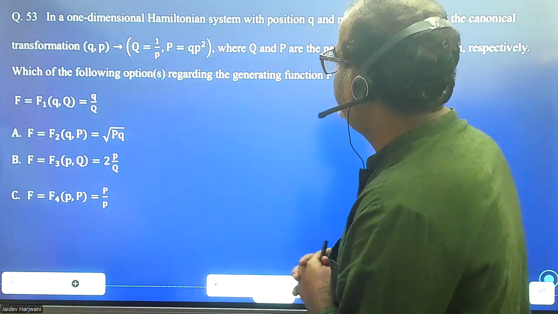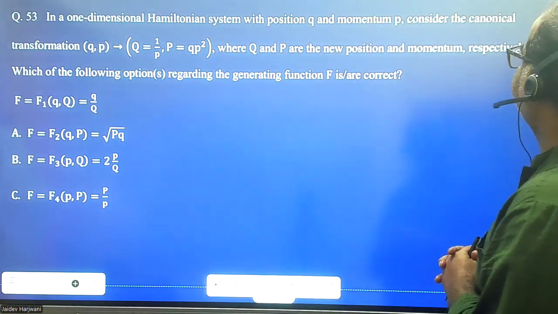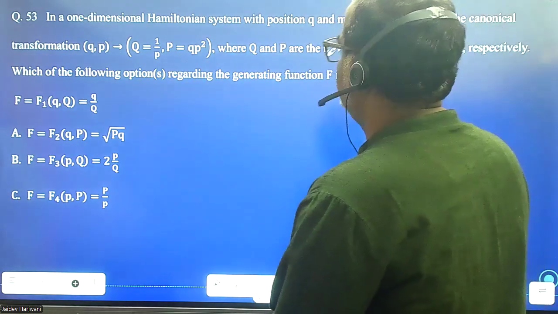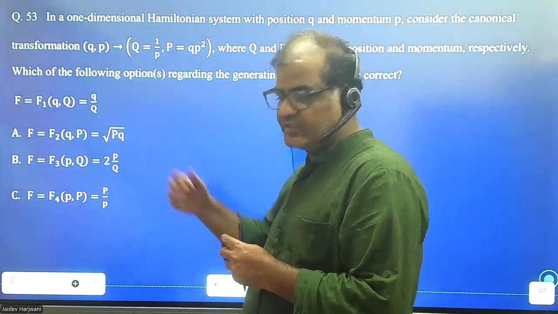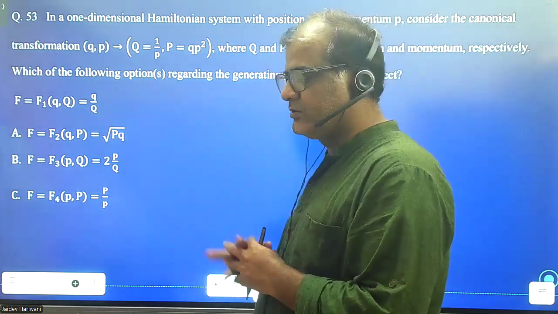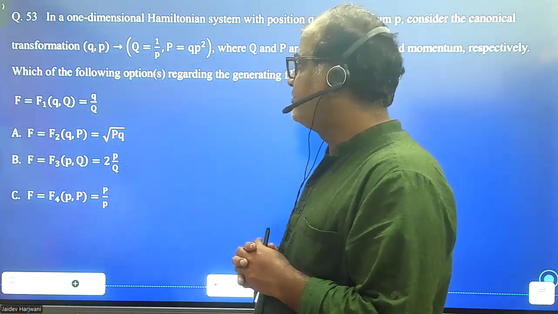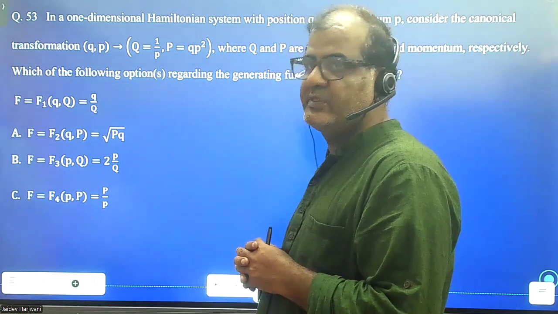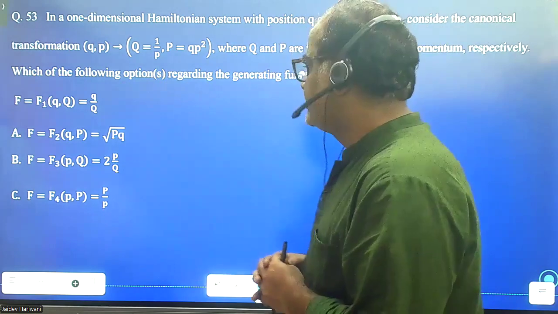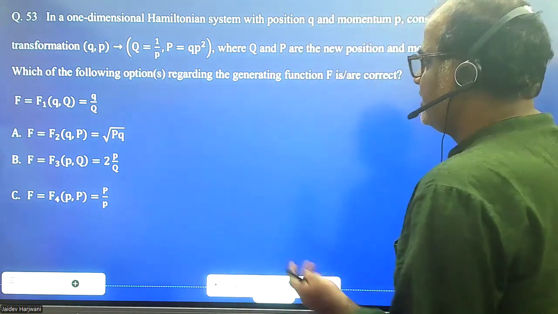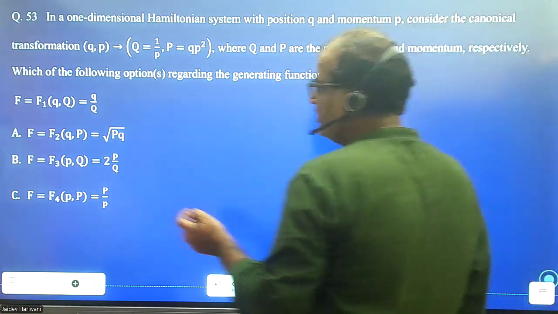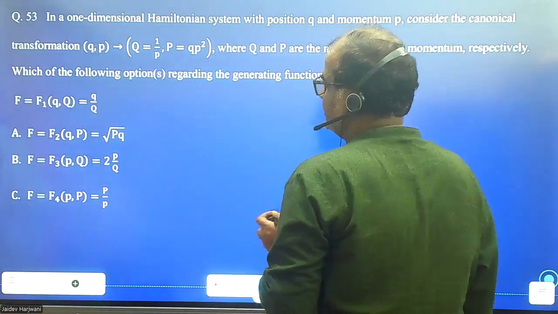They have given you a canonical transformation and they are asking which of these options are the generating functions. More than one option is also possible, which means this is a multi-select question. So let us solve and check for each generating function.